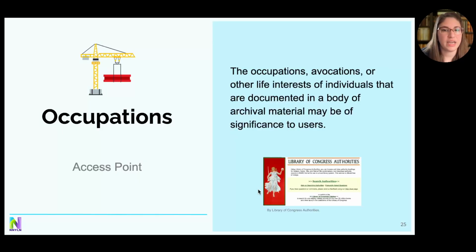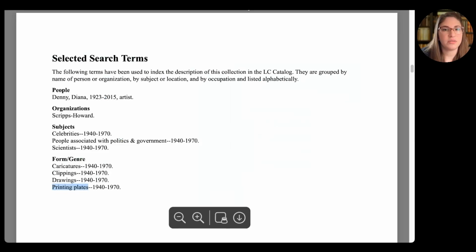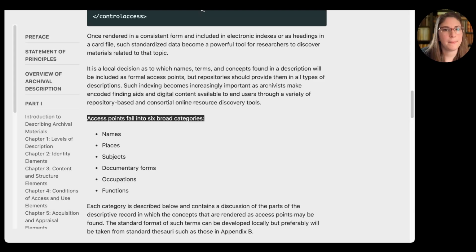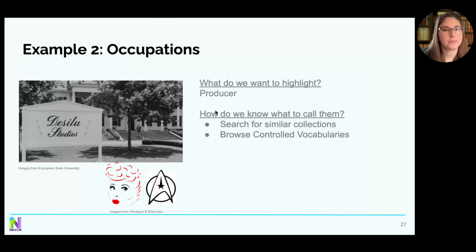Okay, the next section, the next access point, is you can describe occupations if that's important to highlight for your collection. And again, there are different lists you can use to do this. For Diana Denny, if we look at her collection, she's listed as an artist under her people name, but they don't give us a specific word for her. Under occupations for Lucille Ball and Desi Arnaz in the production studio, we could use producer. We could point them out as producers.